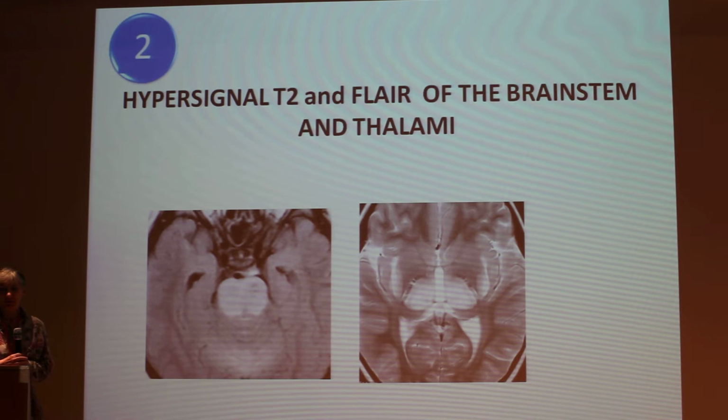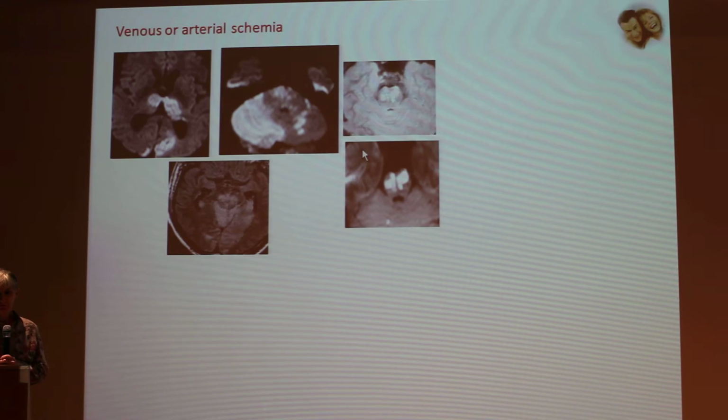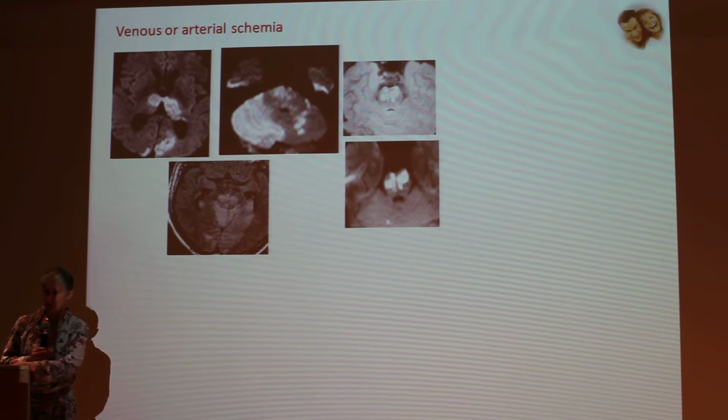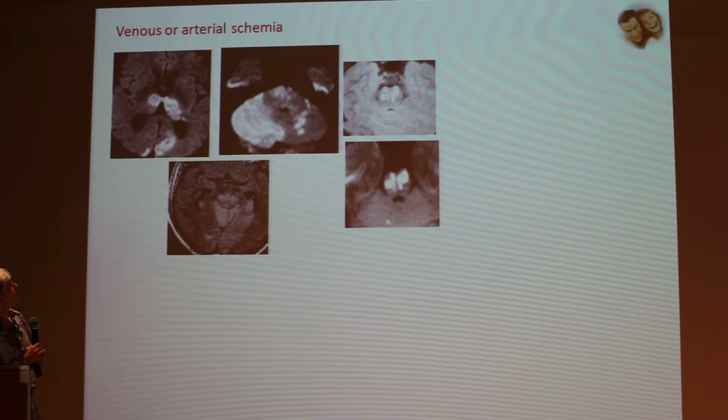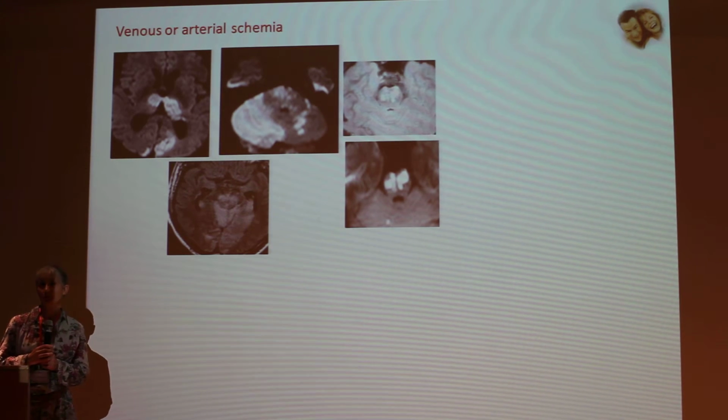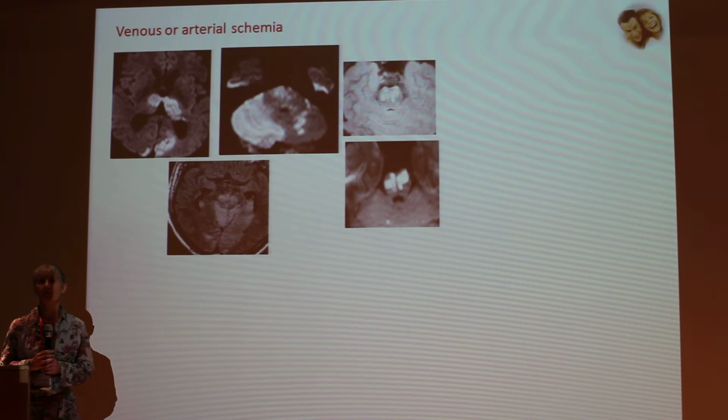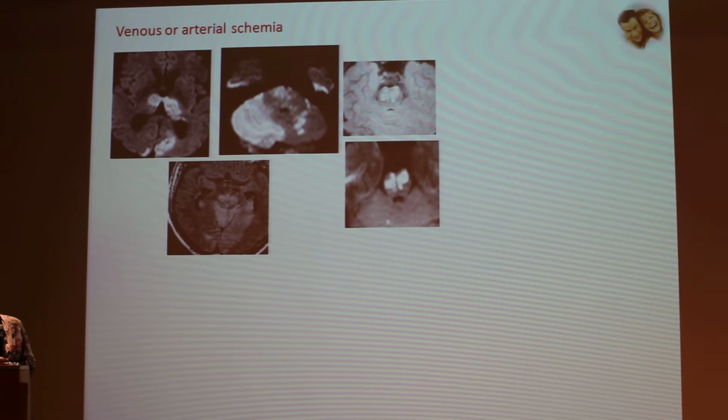Okay, so the next lesion is hypersignal T2 and FLAIR of the brainstem and thalamus. For an adult, if it doesn't fit exactly the picture we saw, we consider first venous or arterial ischemia. This ischemia is due to a specific artery obstruction. Percheron. Perfect. Percheron, which supplies both thalami, and when it is occluded, both thalami are affected. And it is associated with some occipital lesion.